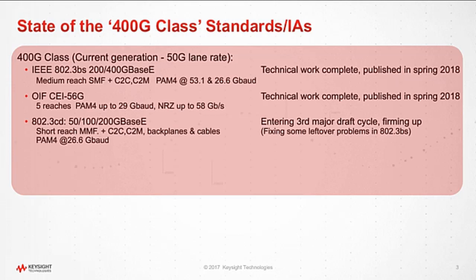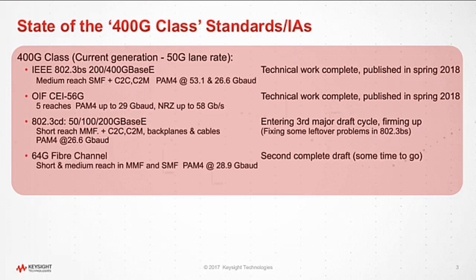The remaining active project in Ethernet is the CD project. This is where we bring in the multi-mode fibers. Now this doesn't have a 400G speed, but it has everything below it. And again, it's all 50 gigabit lane rates. It's multiple lanes. And it has its own chip-to-chip and chip-to-module interfaces, as well as adding backplanes and passive cables. And this is entering what they call sponsor ballot stage, which says the draft is getting more firm, so it's more difficult to make significant changes in it.